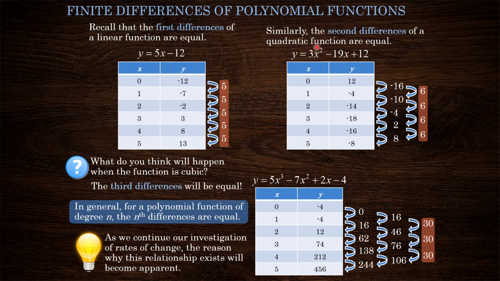Similarly, using our exponent of 2 here and our leading coefficient of 3, we can actually predict that the second differences will be 6. And you can do this for polynomial functions of any degree. So I challenge you to think about, how does that happen? What is the relationship? How can we predict what that constant difference will be?